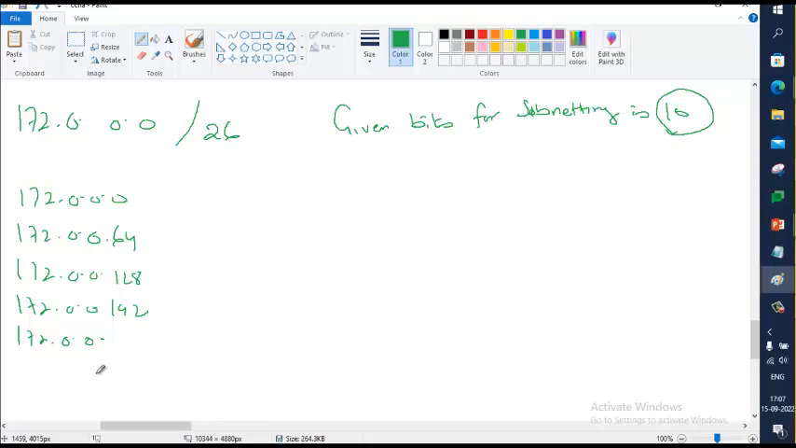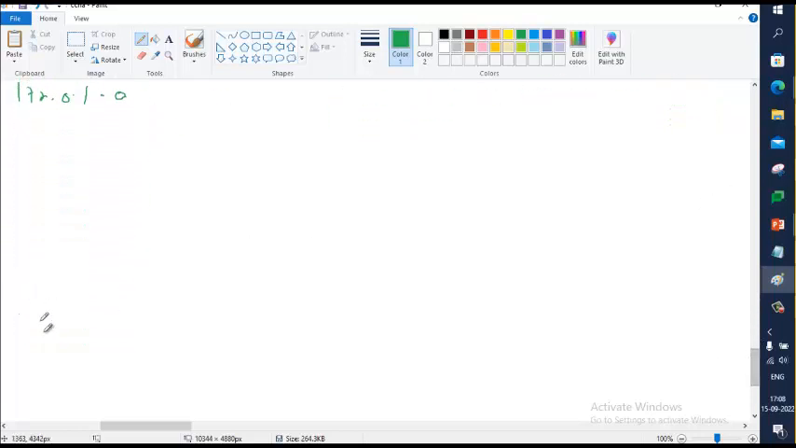No, it should be 172.0.1.0. Excellent. That's why I said sharp. You are very sharp. Nice. Okay, you got the first four. Let's write the last four. Tell me the last unusable subnet first, and then we'll go to the last one.